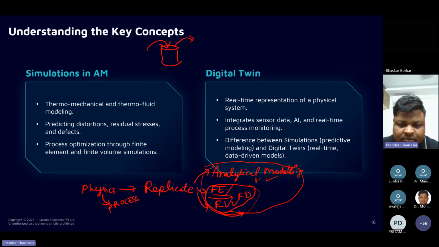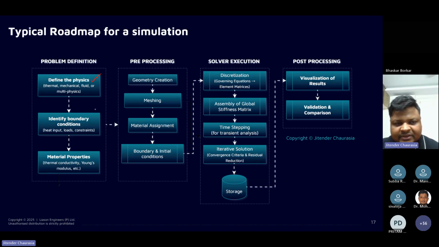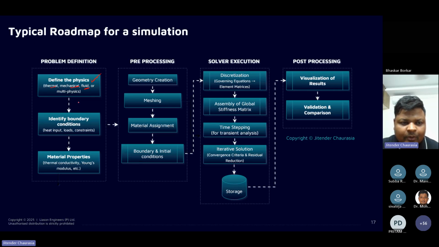So to avoid such things, people brought digital twin into picture. I'll explain after some time. So a typical roadmap for simulation goes this way. So you have to have a physics, as I mentioned. It can be thermal, it can be mechanical, it can be a fluid problem, or it can be multi-physics problem, which means combination of these.